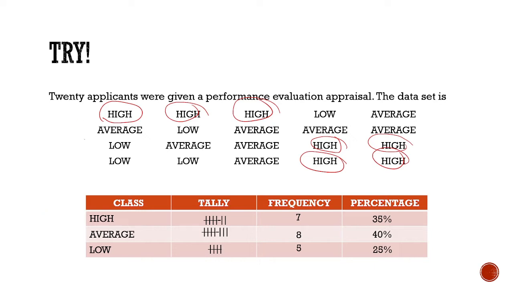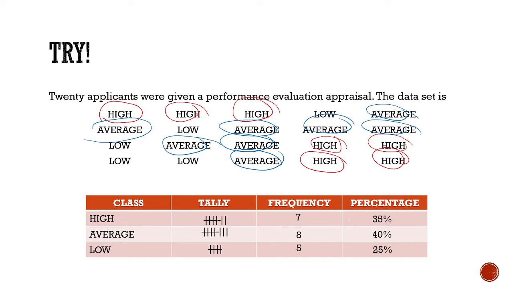So we have here 1, 2, 3, 4, 5, 6, 7, 8. So that is 8. And for the low, we have there 1, 2, 3, 4, 5. So 5. Then we just convert the tally into frequency. So 7, 7, 8, 8, 5, 5. Then we just compute for the percentage.